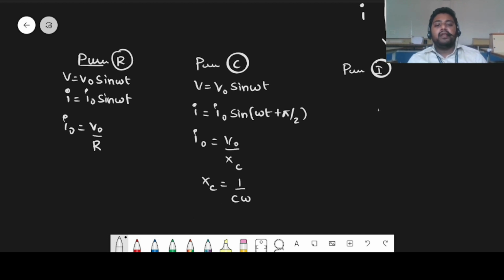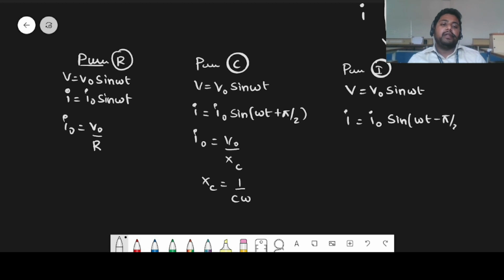Now, in a purely inductive circuit, if V is equal to V naught sine omega t, I can be written as I naught sine omega t minus pi by 2. So your I naught can be written as V naught divided by XL, where XL is equal to L omega.